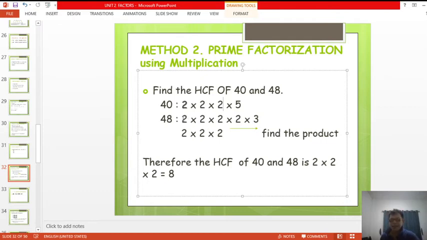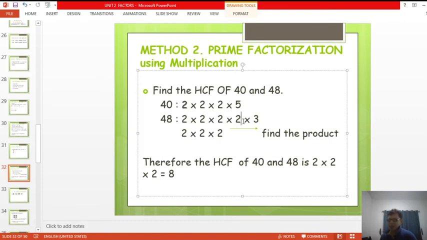How about this, 48? We stop when we reach only prime numbers, the prime factors of 48. So we have 2 times 2, is how much? 4 times 2 is how much? 8 times 2 is 16. Of course, if you multiply it by 2, 16 times 2 is only how much? 32, so it's wrong. So the next prime number you have is 3. So 16 times 3 is 48.